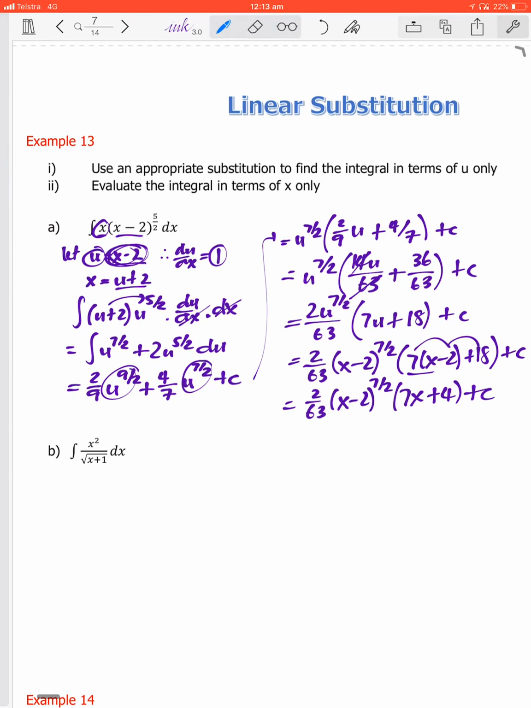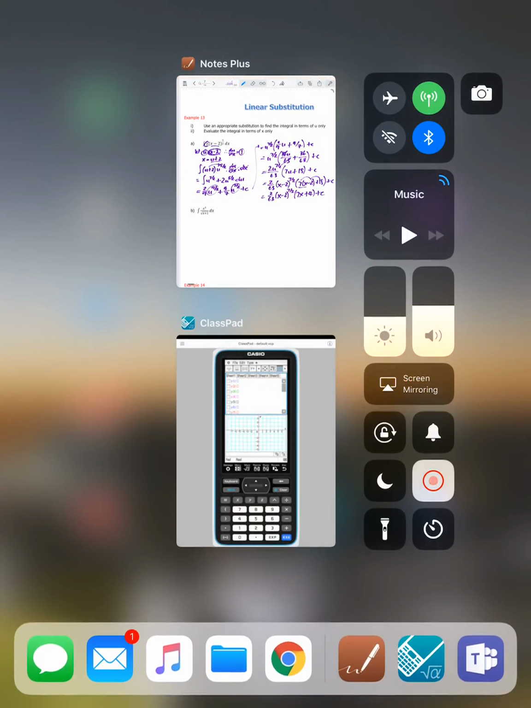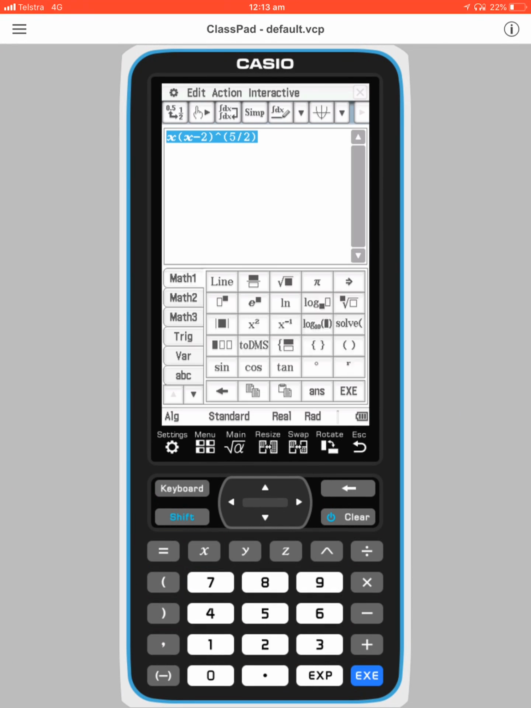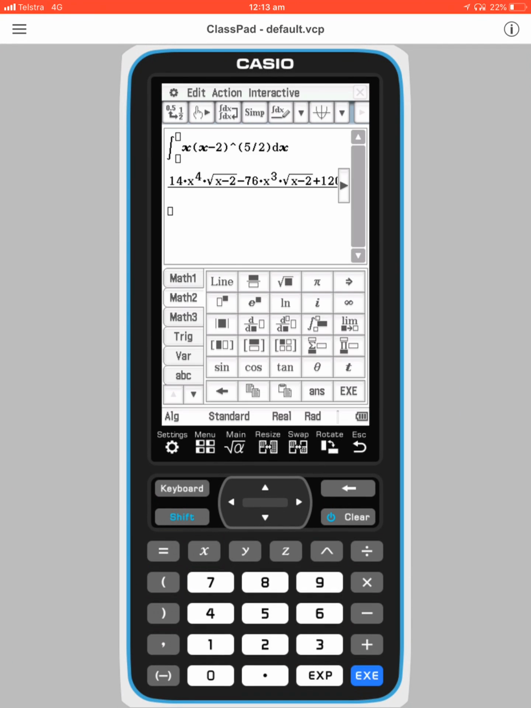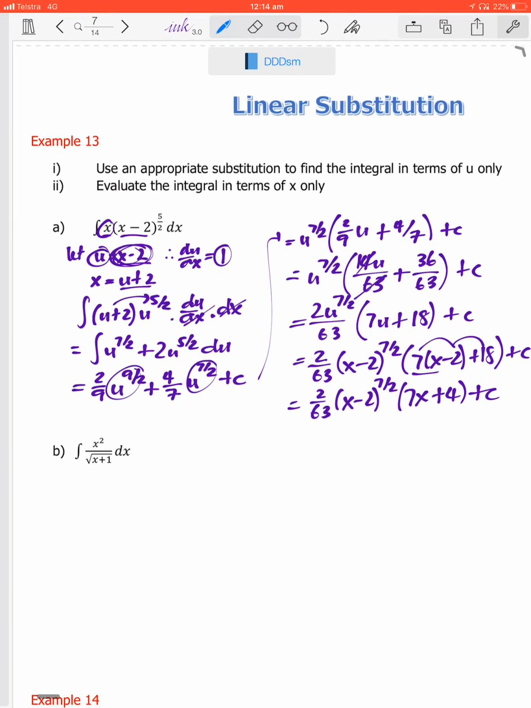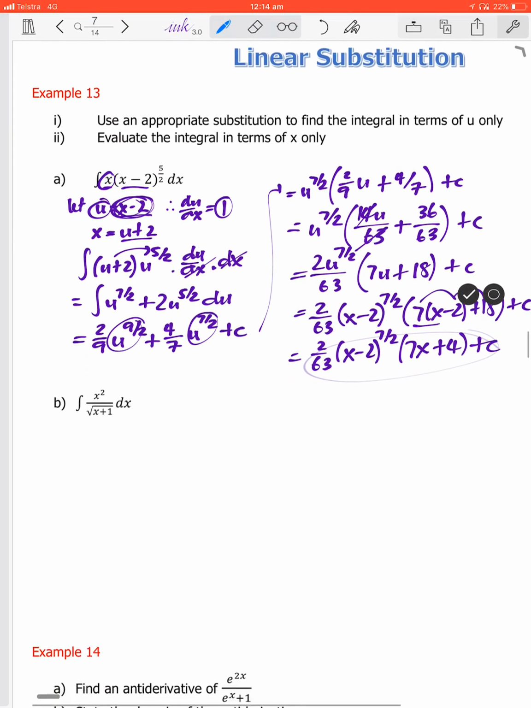Yeah, so if we did that on the CAS, we take x minus 2 to the power of 5 on 2, and we want to integrate that with respect to x, and we'll simplify it. So 2 on 63, x minus 2 to the 7 on 2, 7x plus 4, which is exactly what we got here. So we didn't stuff anything up.